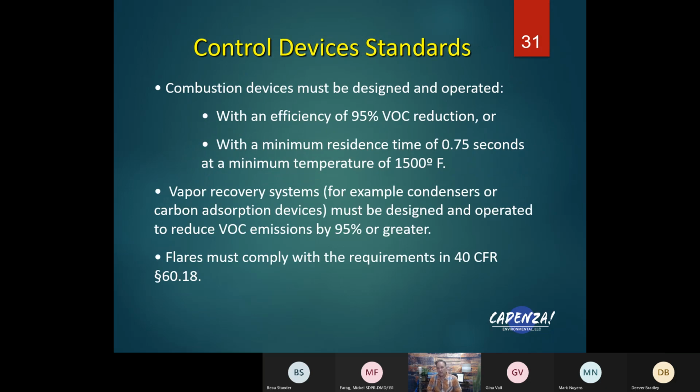Control device standards. So I talked about this. Combustion devices must be designed and operated to meet 95% VOC reduction with a minimum residence time of 3/4 of a second at a minimum temperature of 1500 degrees Fahrenheit. You can also have vapor recovery systems, for example, carbon adsorption devices. Carbon canisters certainly can be used. And then also flares can be used, provided that they're meeting the requirements of flaring regulations.